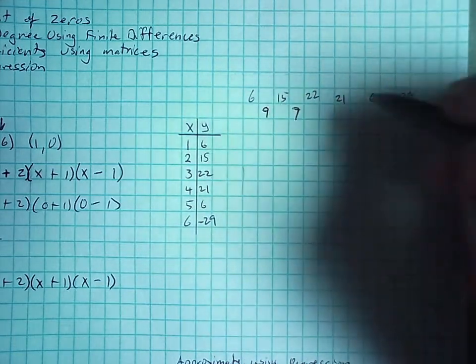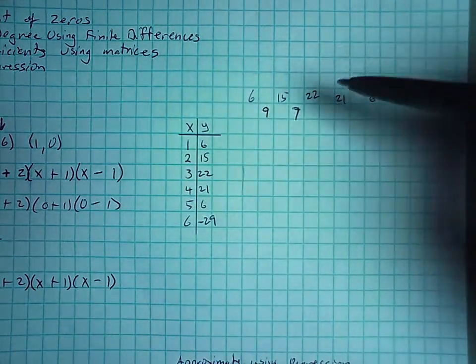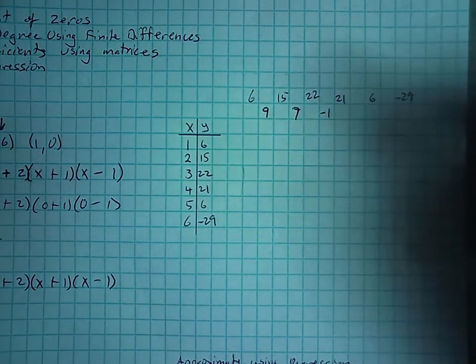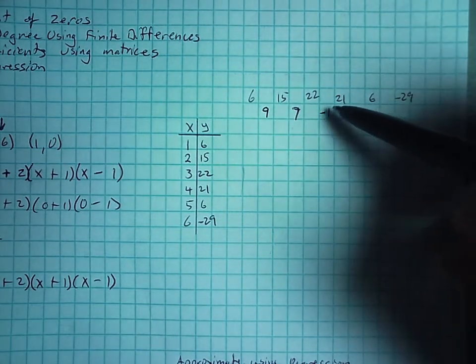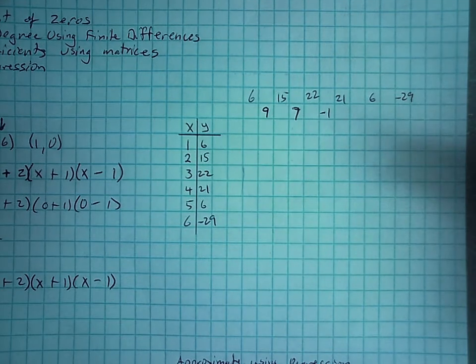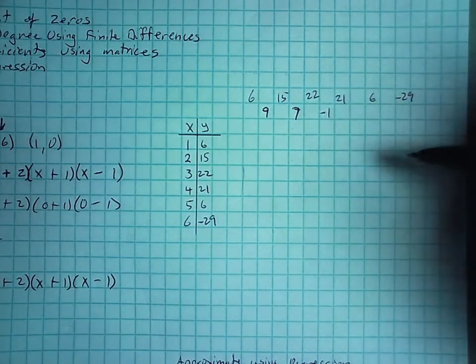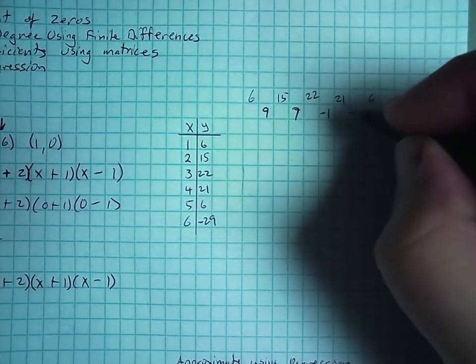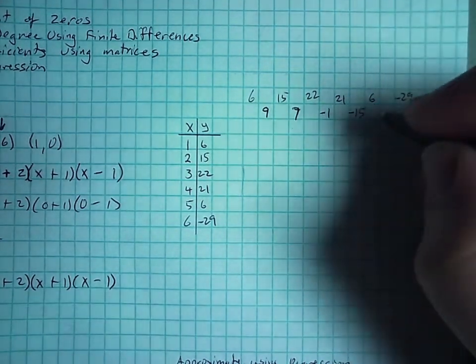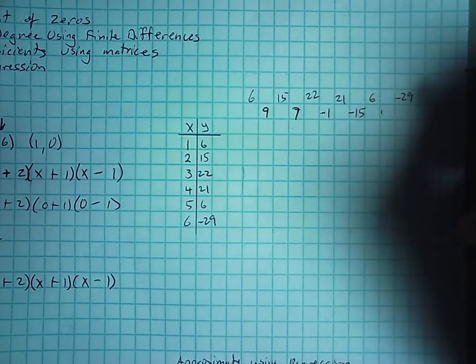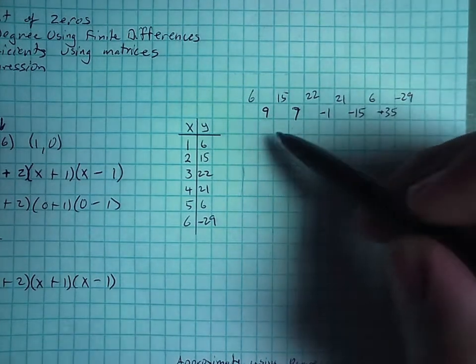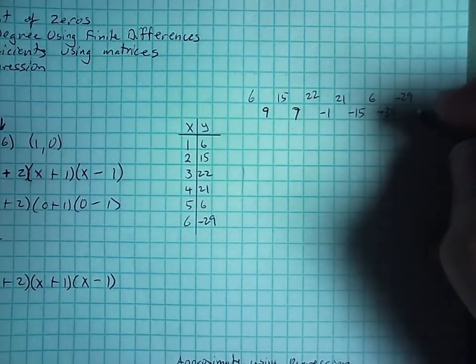Just make sure you subtract, because in a situation where you're going down, you want to make sure your answer is negative. So make sure you subtract the one on the right minus the one on the left. So 21 minus 22 is negative 1. Don't do that backwards, or you'll have the wrong sign. To get from 21 to 6, I have to go down 15. And to get from 6 to negative 29, that's negative 35.